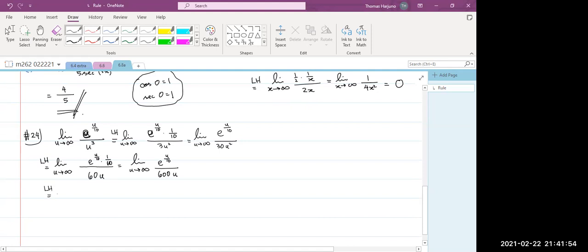So you see that I do L'Hopital rule 3 times. e^(u/10) times 1/10 over 600. This is the limit as u goes to infinity of e^(u/10) over 6,000. Now if you plug in infinity, the top will be infinity, the bottom will be 6,000. So it is still infinity.